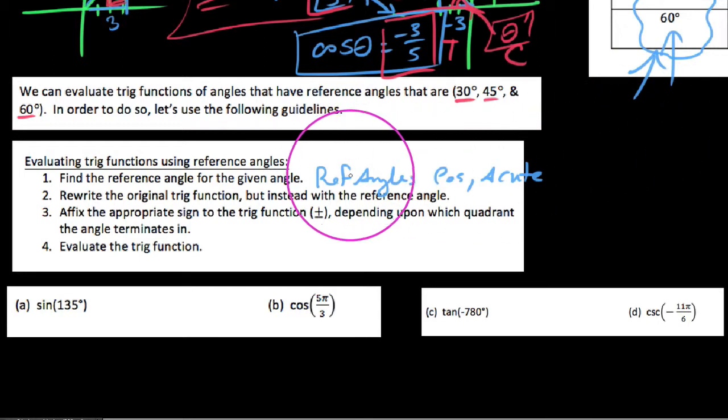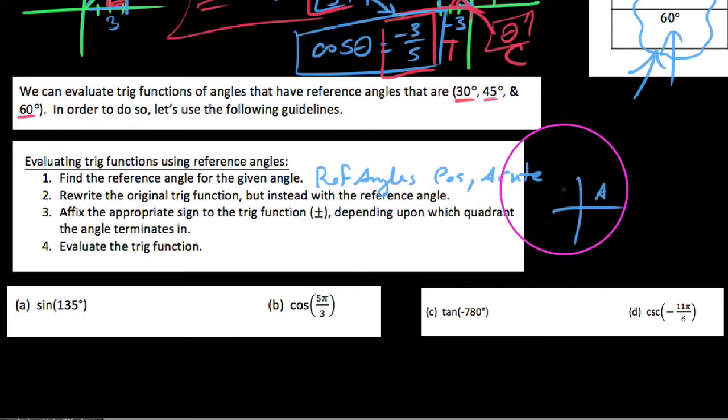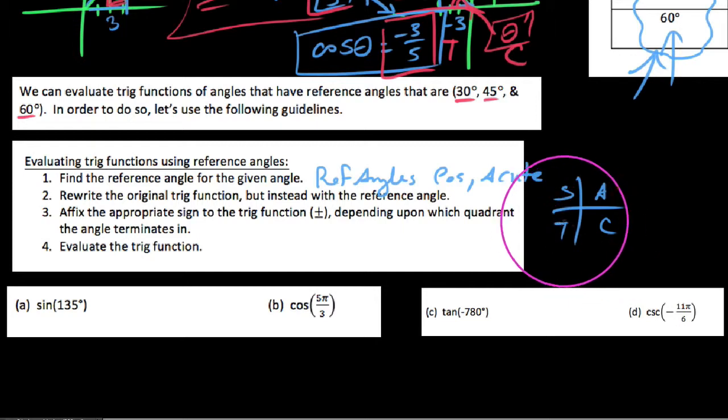Here they are right there. Okay. And then we're going to rewrite the original trig function, but instead of using the original angle, we use the reference angle. After that, we'll affix, or put in place, the appropriate sign to the trig function. That is, should it be positive or negative? And we're just going to assess this using what quadrant it terminated in, because we have this mnemonic here that says all students take calculus. I could tell you easily whether it should be positive or negative, and then we'll just evaluate the trig function.